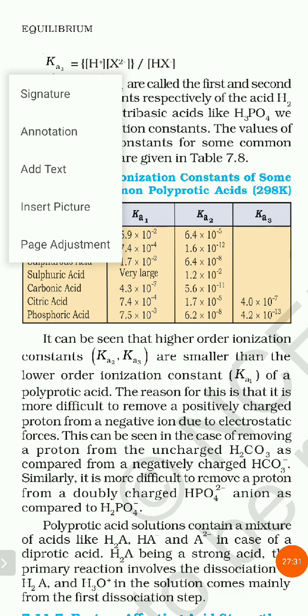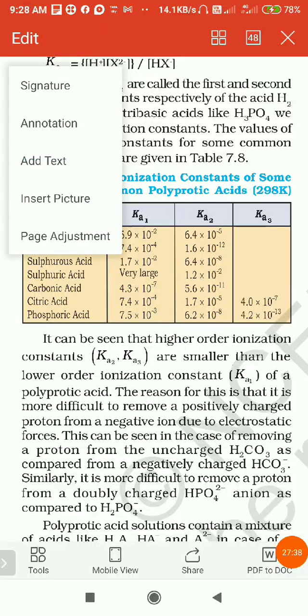Sulfurous and sulfuric, what is the relation? Sulfurous acid, sulfuric acid, what is the difference? Both same or different? Sulfuric acid and sulfurous acid, what is the difference? No dear, no, no. Just look at it. Sulfurous and sulfuric, what is the difference?